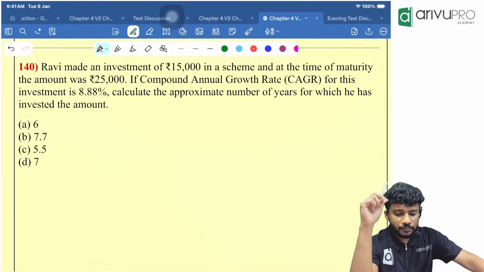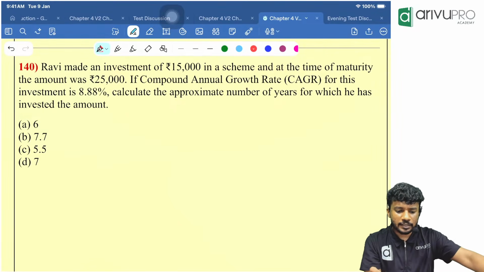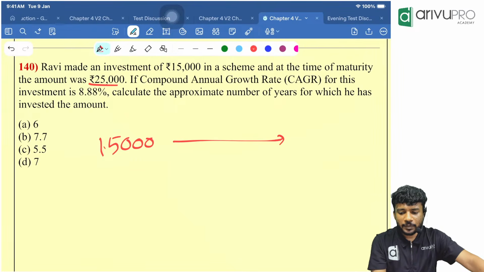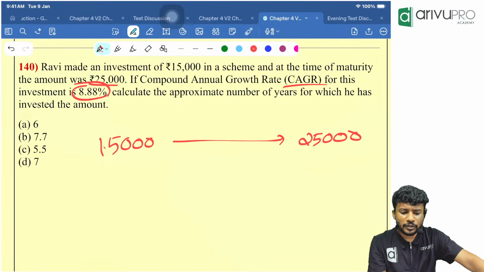Ravi made an investment of 15,000 in scheme A. At the time of maturity, the amount was 25,000. So 15,000 became around 25,000. Then if the compound annual growth rate, CAGR, for the investment is 8.88 percent, calculate the approximate number of years.